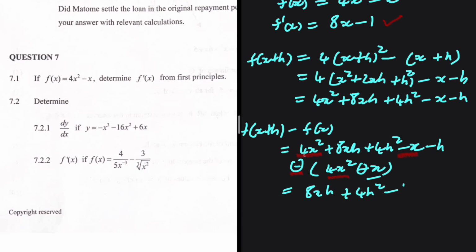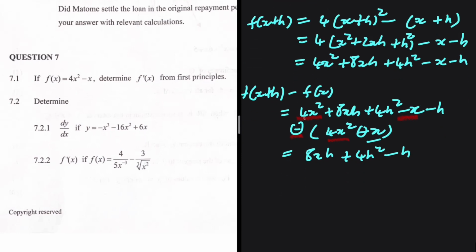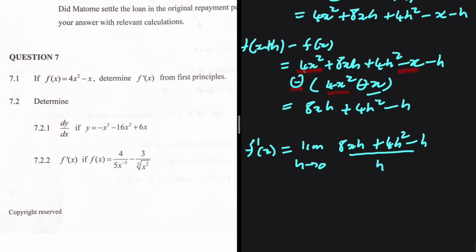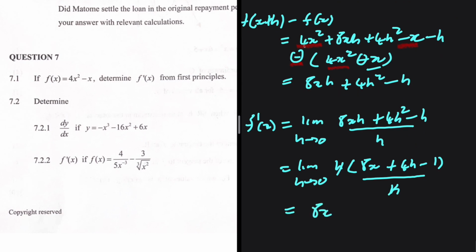Now we just need to divide by h. So we're going to have f prime of x being equal to the limit as h tends to 0 of (8xh plus 4h squared minus h) divided by h. We can take h as a common factor on the numerator. We're going to have the limit as h tends to 0 of h multiplied by (8x plus 4h minus 1), everything divided by h. h and h cancel out, and now we are letting h tend to 0. So we're going to have 8x minus 1, the same answer we got when we used the power rule.